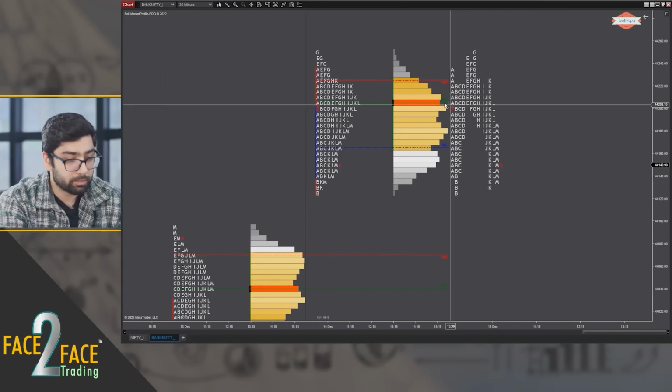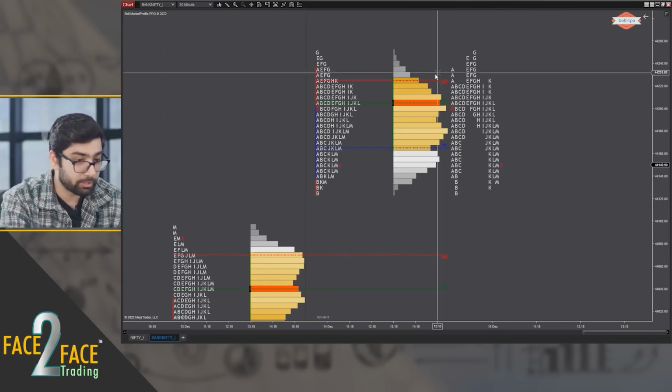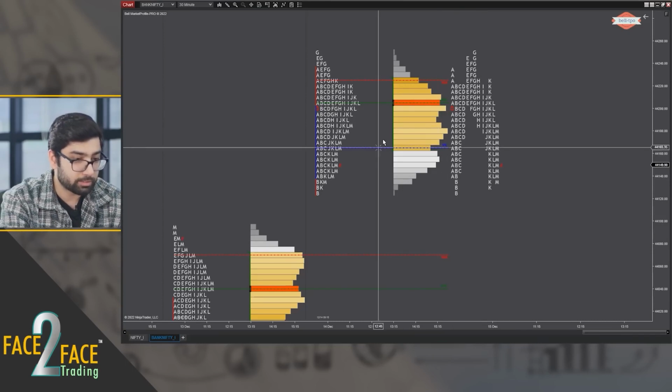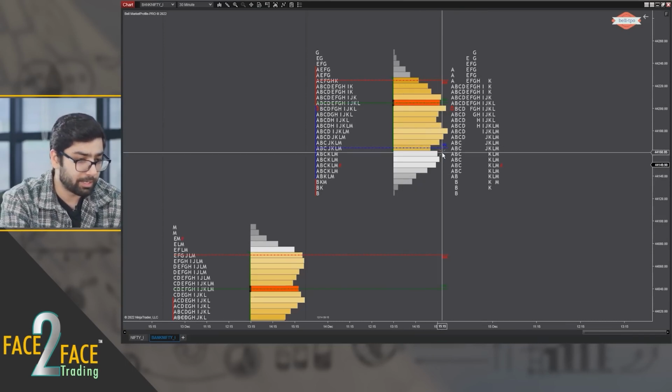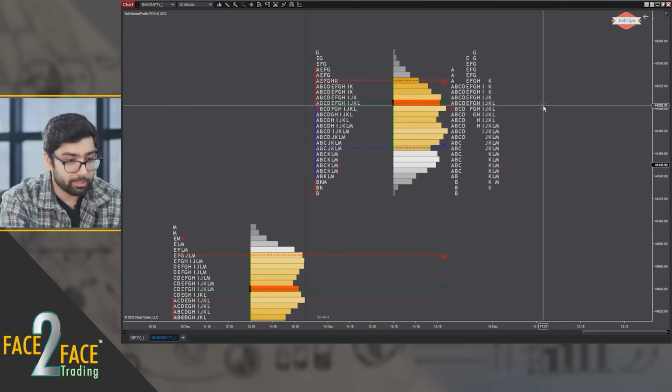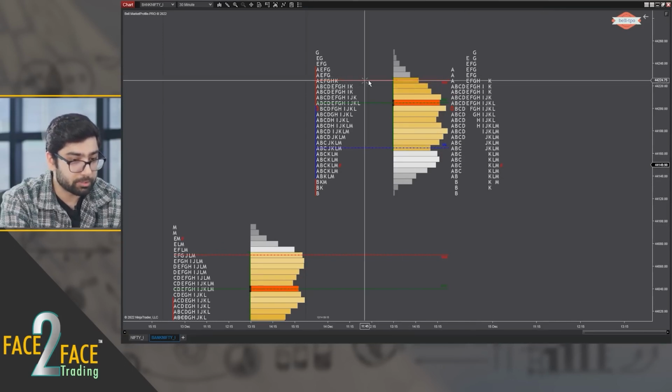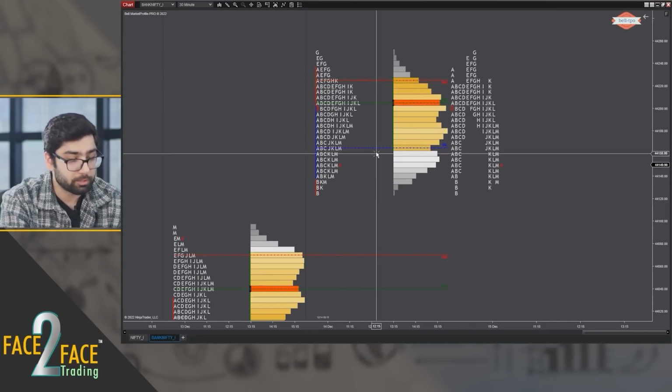Right now what you're seeing, the market profile chart is actually yesterday's market profile chart. It's the 14th of December's market profile chart, and before we start with the current day, I'd just like to recap some important points for you.